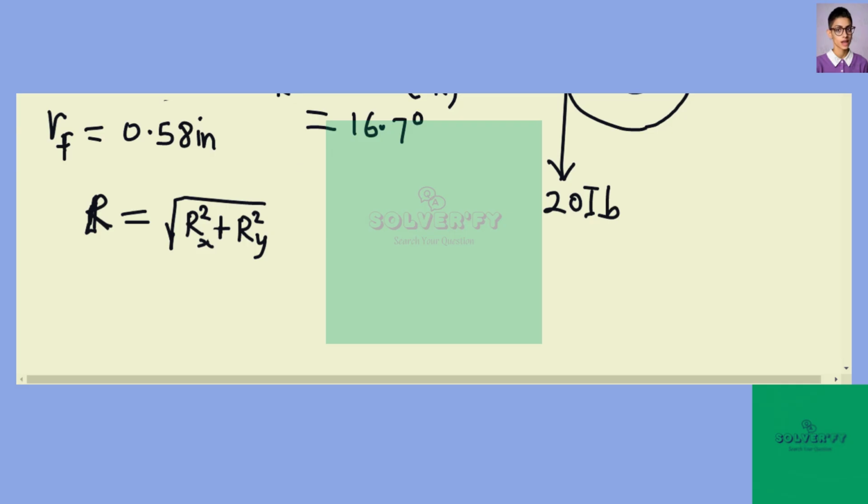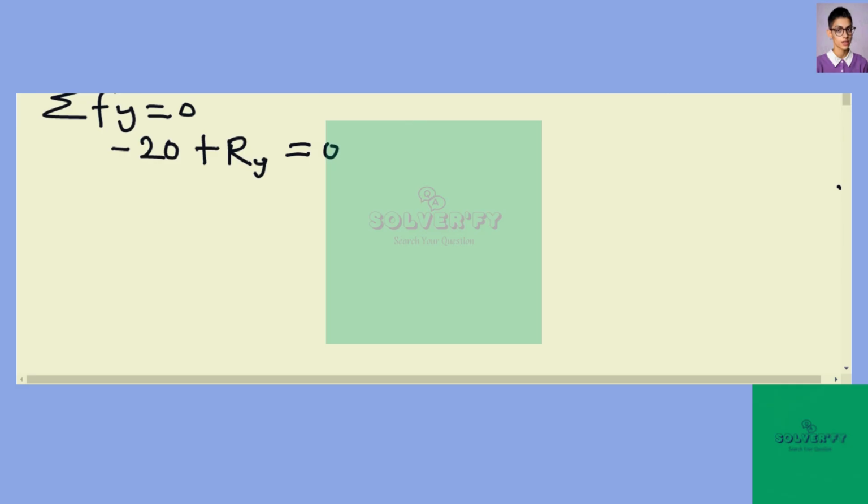So we can consider equilibrium in the vertical direction. If we do that, the forces acting there are minus 20 lb in that direction, so it's minus 20 plus the vertical component of this force equal to 0. When you solve this, you arrive at your vertical component to be equal to 20 lb.